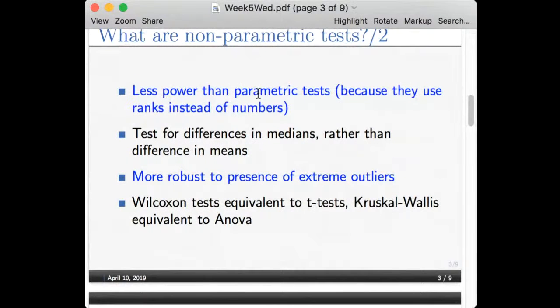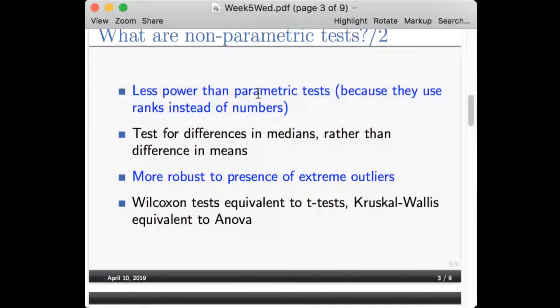And that reason is because they have less power than the parametric tests. What that means is that if there is actually a significant difference, then they're less likely to pick it up than a parametric test would if the assumptions were satisfied. So it would be silly to use a non-parametric test on something that satisfies the assumptions for a parametric test. You would only use it if the assumptions are violated.